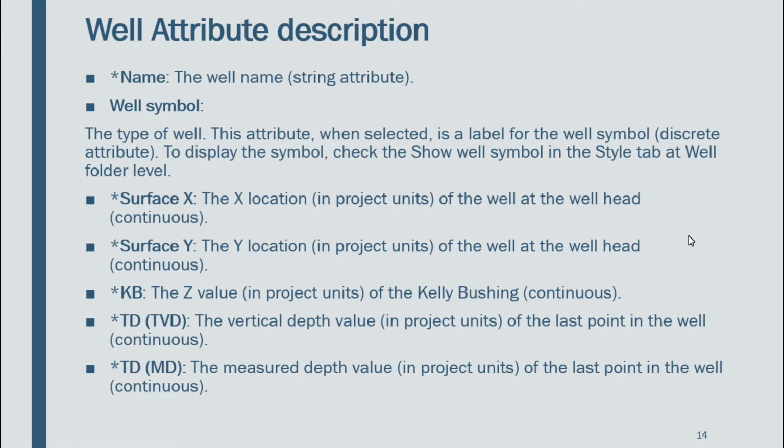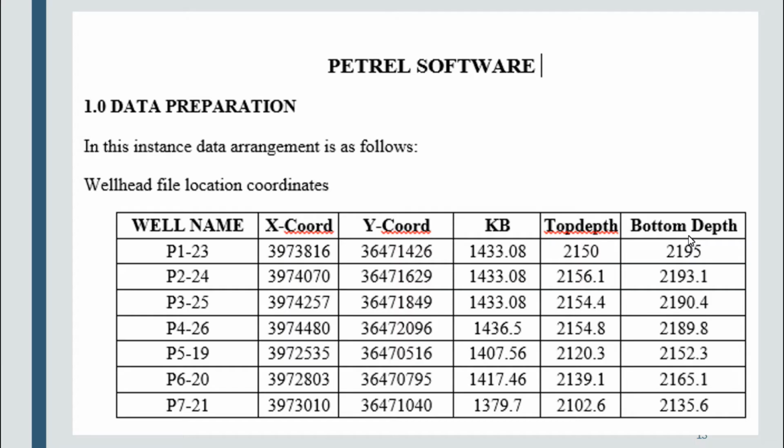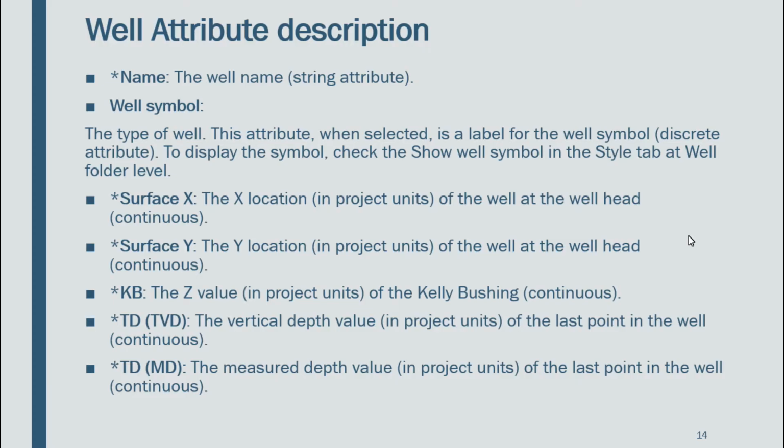Now let's see the well attribute description. The well name just stands for the well name. The well symbol stands for the symbol of the well, a function of that well. Surface X is the X location of the well at the wellhead, and Y is the Y location of the wells at the wellhead. Also KB, the Z value of the Kelly Bush. This is what we call a Kelly Bush.